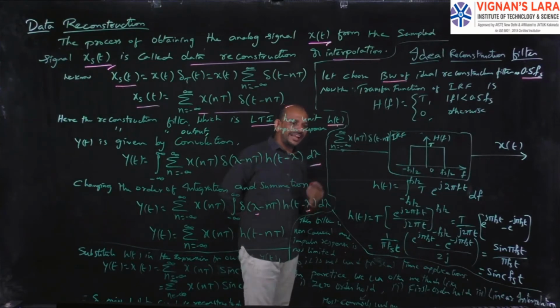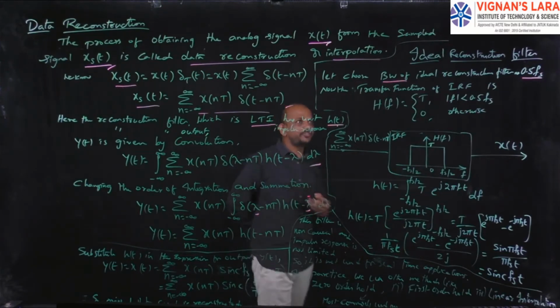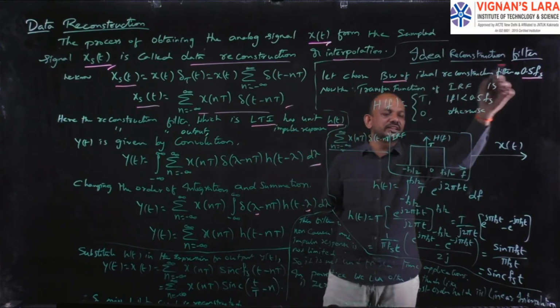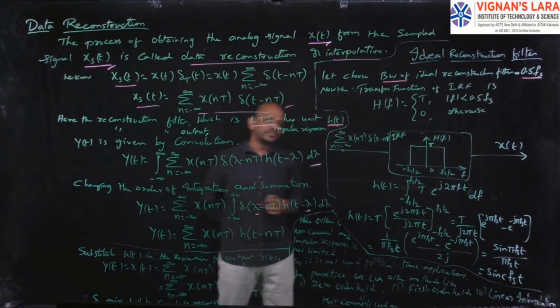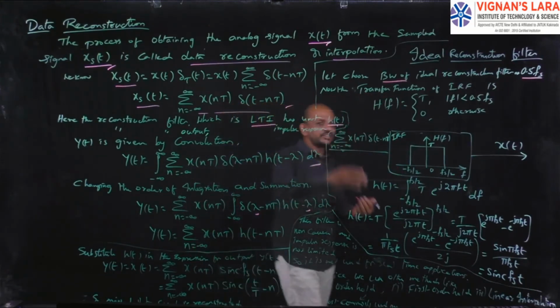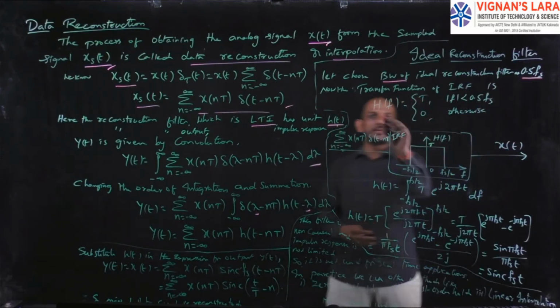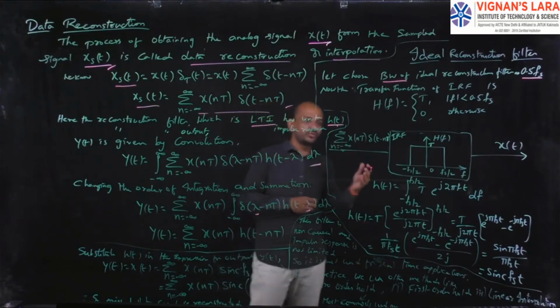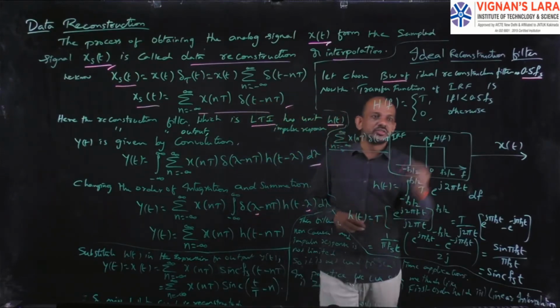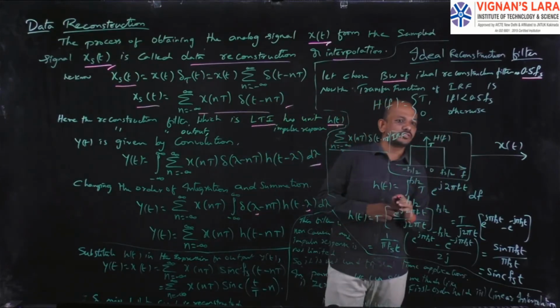Now the transfer function of this ideal reconstruction filter is what I need. Transfer function is generally represented with h of omega, but here I am explaining with respect to the frequency f, so I am writing h of f. Generally we will write h of omega, where omega equal to 2 pi f, we all know that. So here I am explaining with respect to f, so remember that.